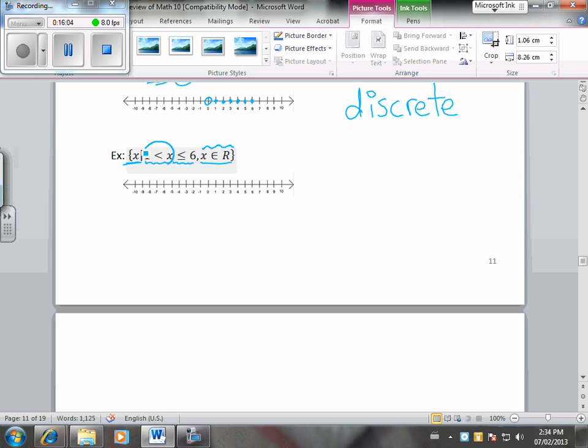And here's our lower limit. x is greater than 1. Not greater than or equal to, just greater than. So we'll put a hollow dot here. x is less than or equal to 6. That means 6 is included in our data. Put a solid dot there. And then x is all real numbers. So real numbers can be decimals or fractions, and so we will draw a line in between our upper and lower limits. And because we have a line, we know that this data is continuous.